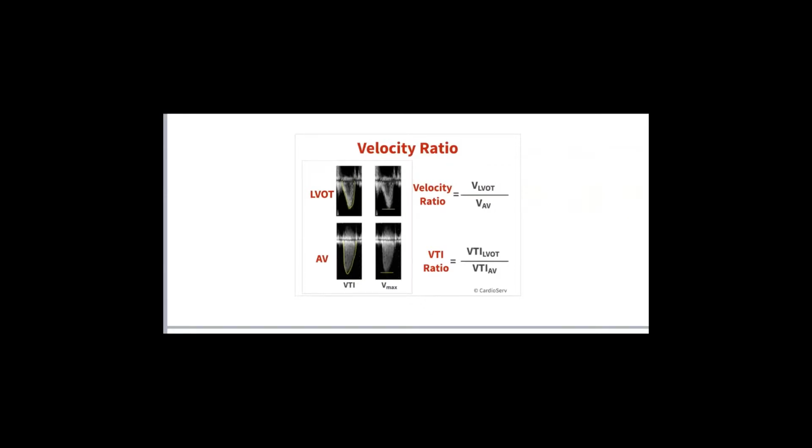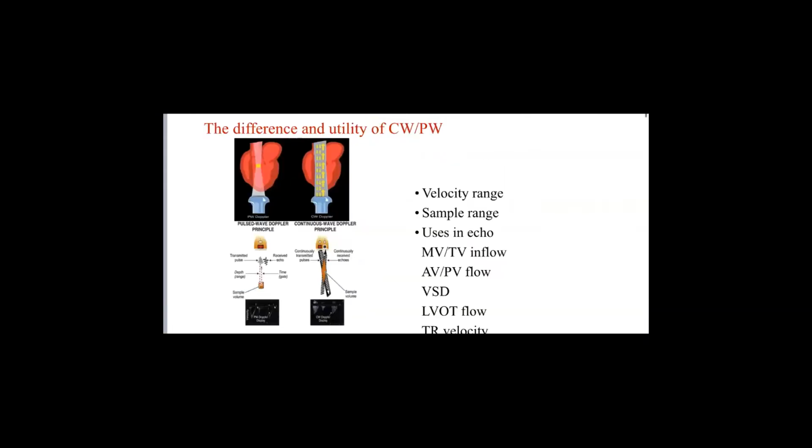Good. Now CW and PW. I expect that Mujtaba has spoken about it in depth, but no harm in just mentioning it briefly: the difference between CW and PW relates to the physics of each. In the CW, you have two crystals. One is always sending, one is always receiving. While in PW, you have one crystal that sends, waits, and receives.